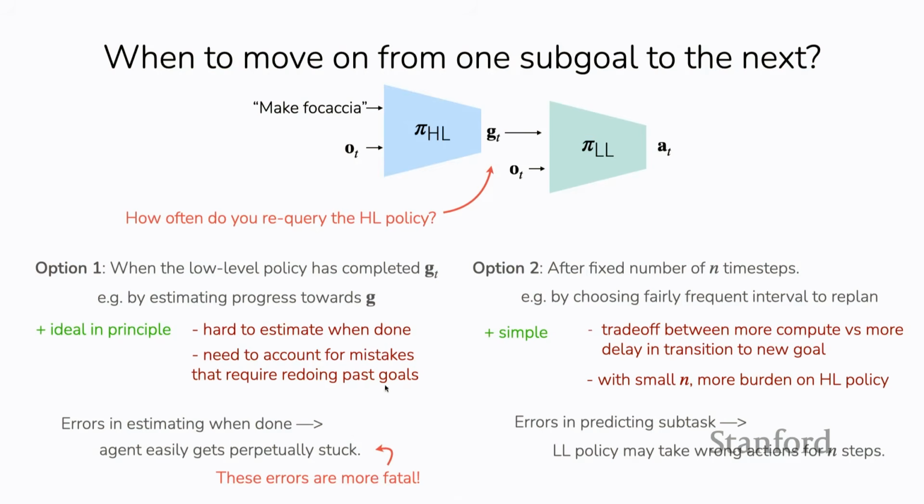And as a result, typically a lot of the hierarchical systems out there opt for choosing option 2, because of the simplicity and because some of the mistakes that the high-level policy might make when it's queried more frequently are less fatal than mistakes with regard to estimating when you're done, what subtask you're on, and whether or not you should reaccount for past goals.